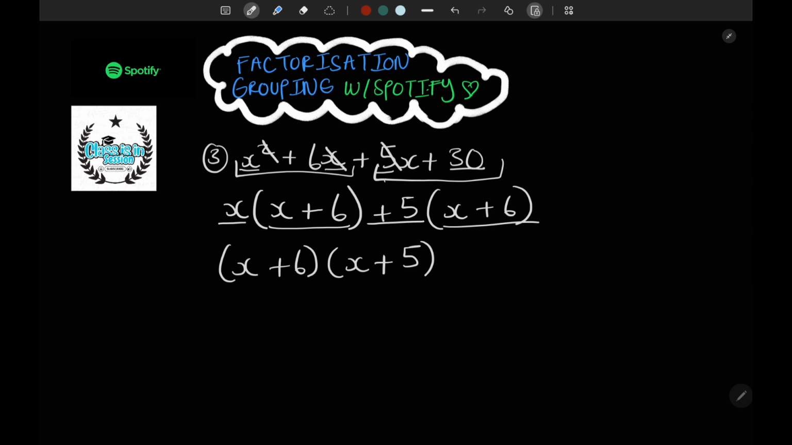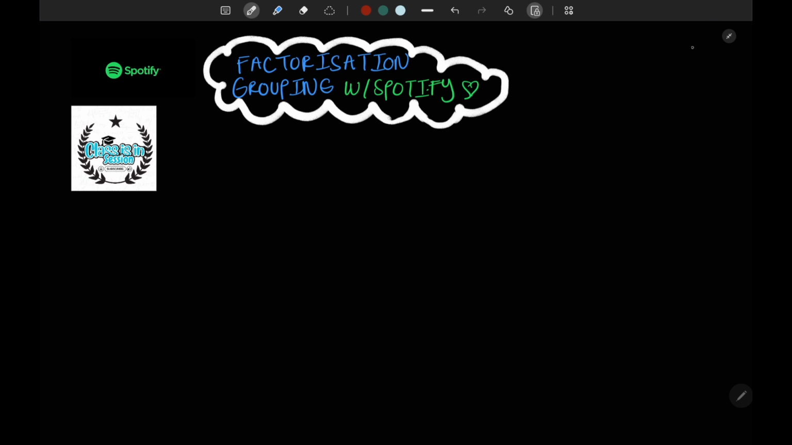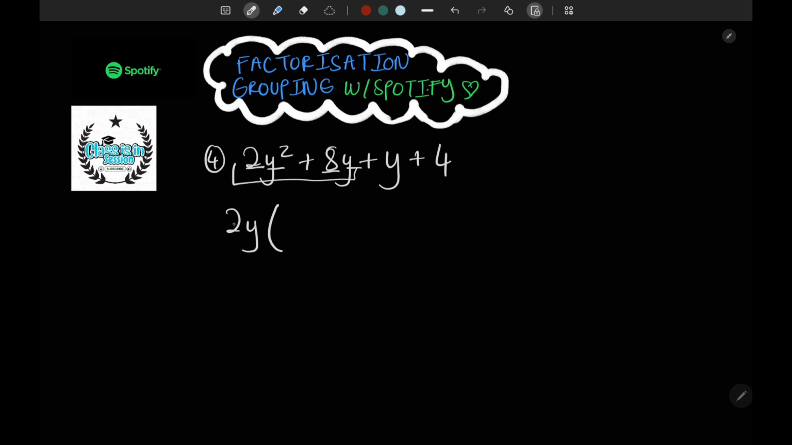And let's do the fourth example. Number 4, 2y squared plus 8y plus y plus 4. What's the first step? Factorize the first two terms. What's common here? 2 and 8 are common, and y. So what's the highest common factor? 2y. Open a bracket, 2 divided by 2, 1. Y squared, take out 1, we're left with y. 8 divided by 2, 4.